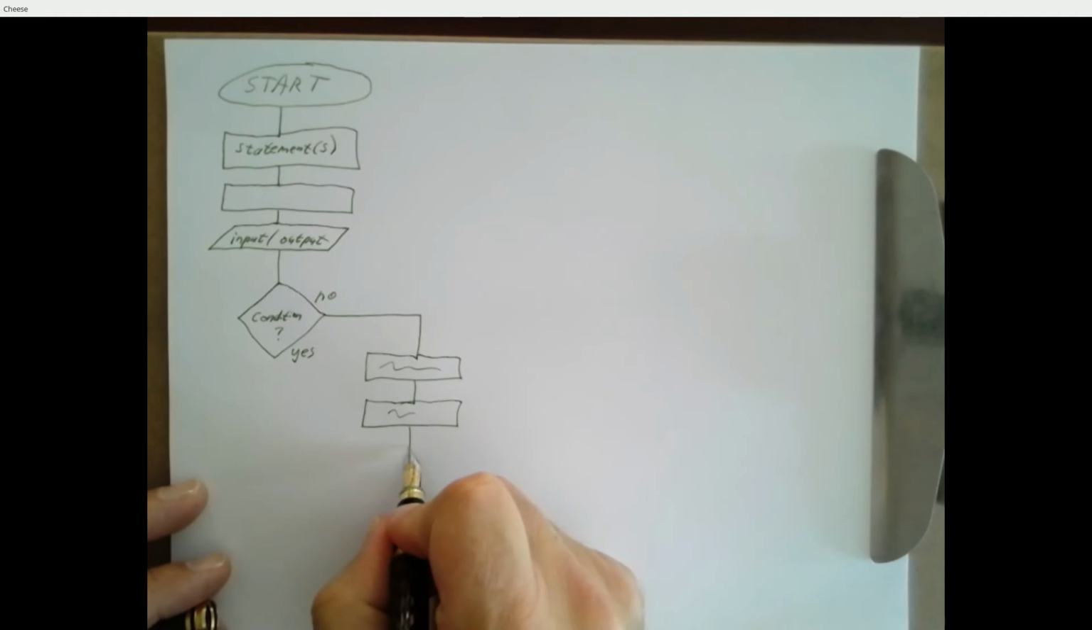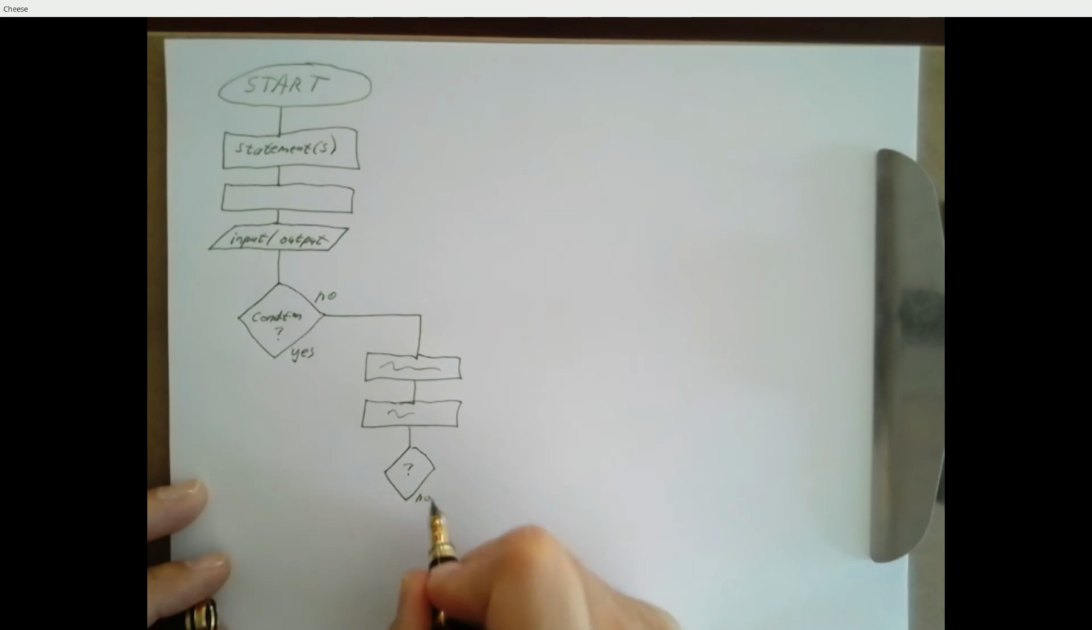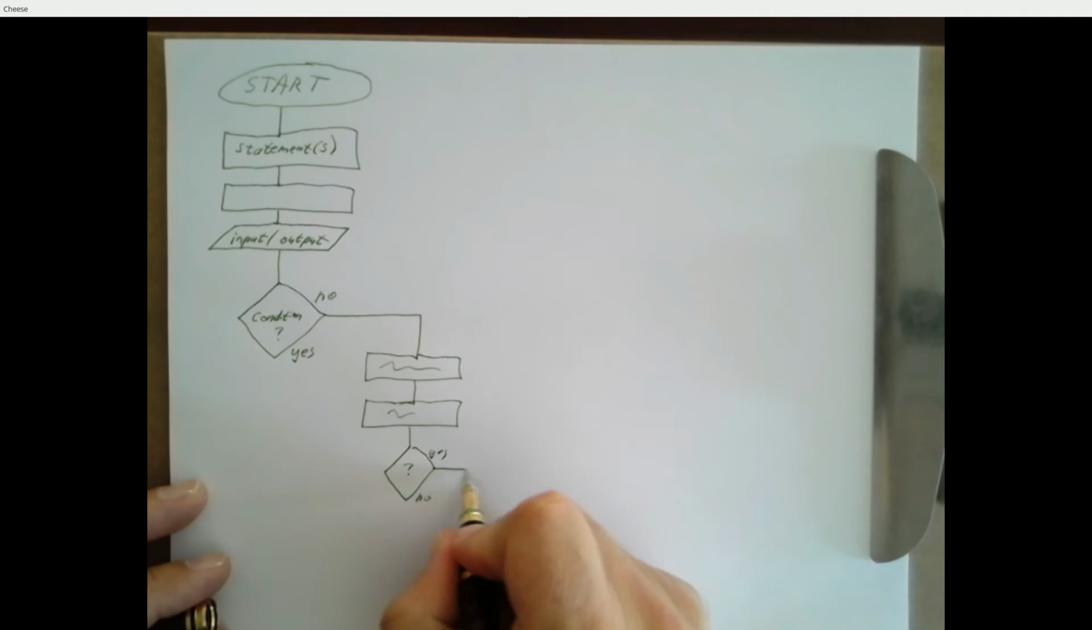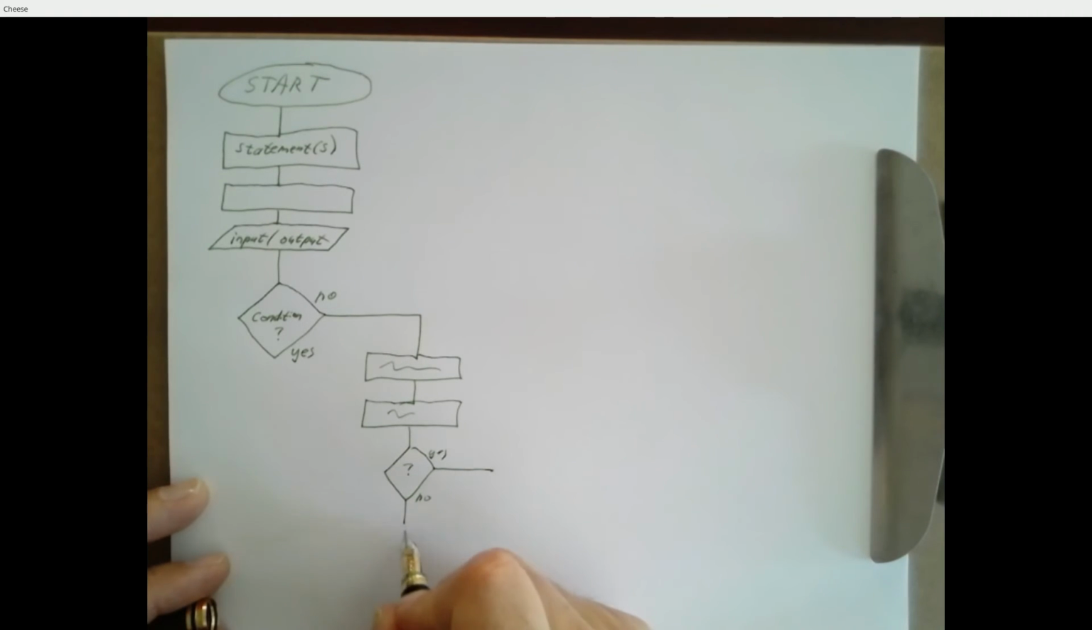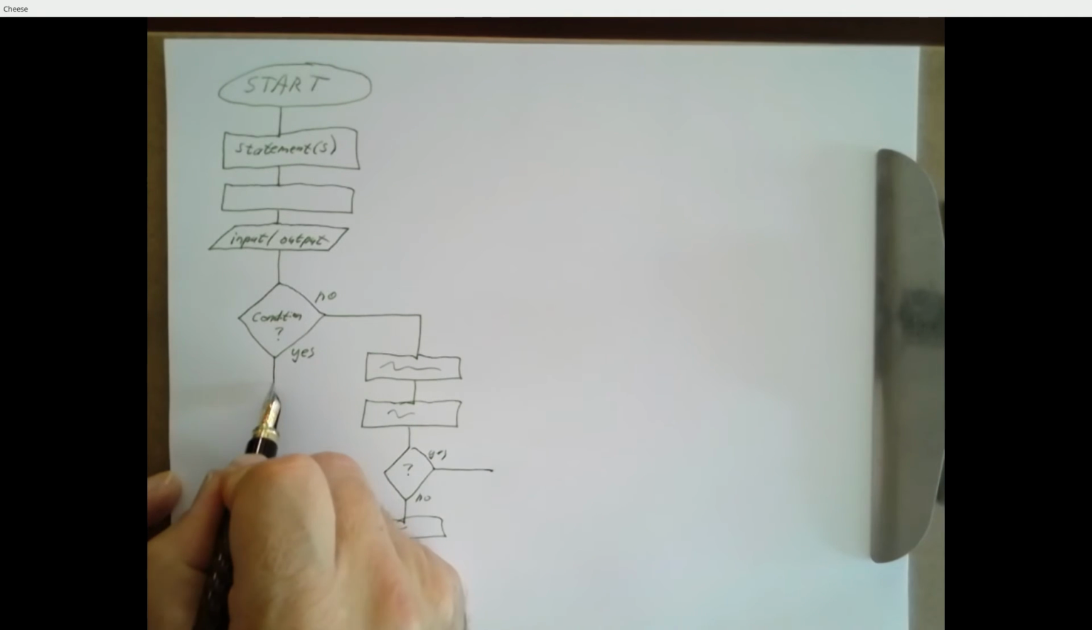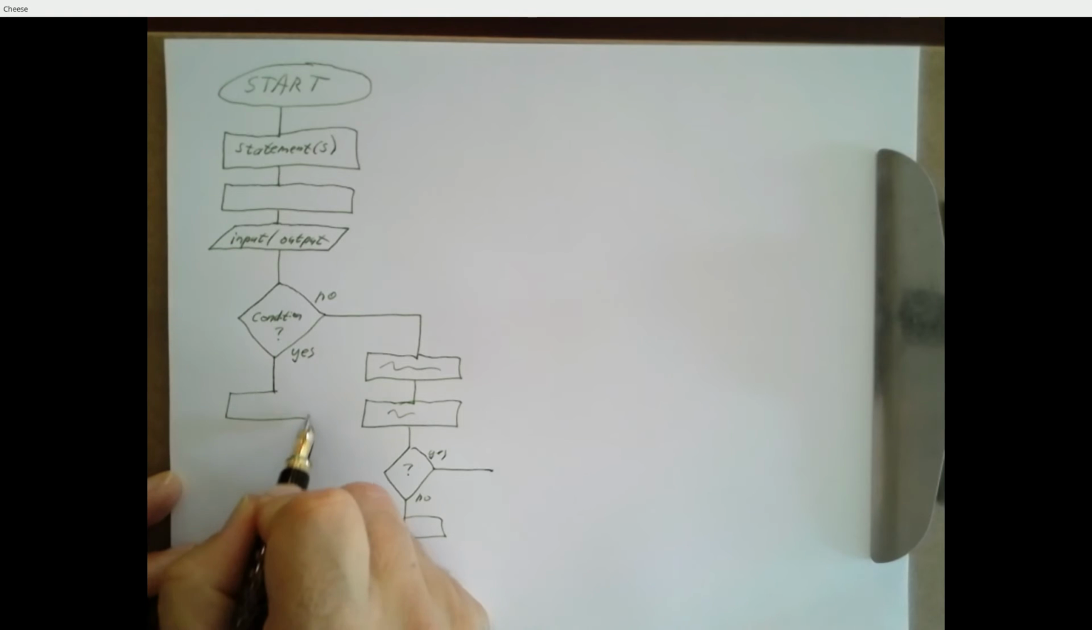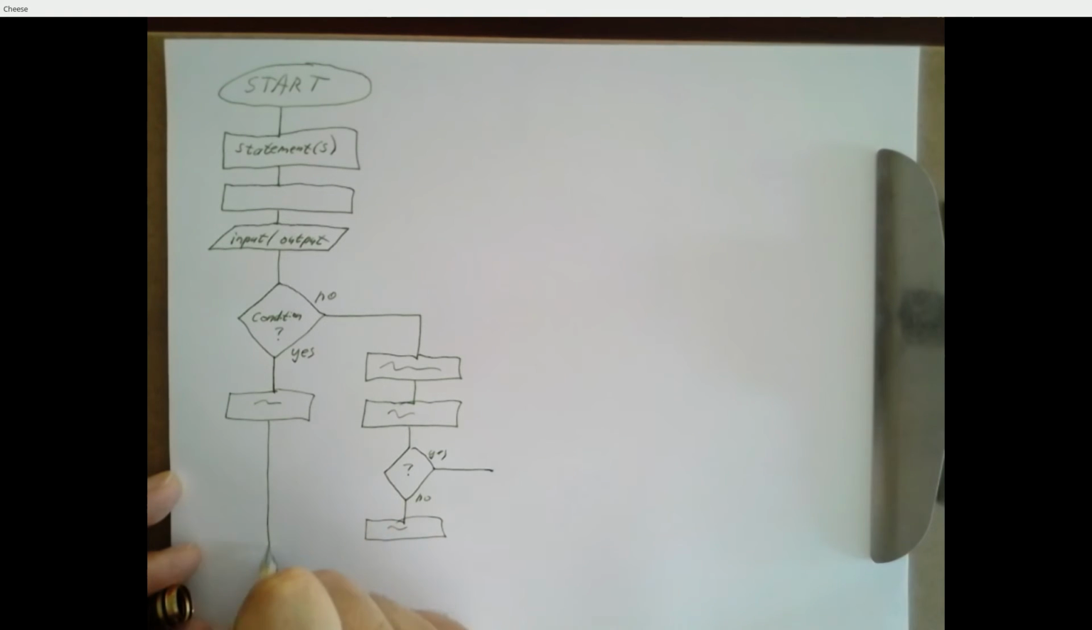And maybe after we do that, we're going to check some other condition. And maybe if the answer is yes, we'll go ahead and do something. And if the answer is no, we'll do something else. And maybe over here on this first condition, if the answer was yes, we did some statement. And then maybe we join this branch, and we go on and we do something else. And then maybe down here we're done, and so we put an oval and we say stop.